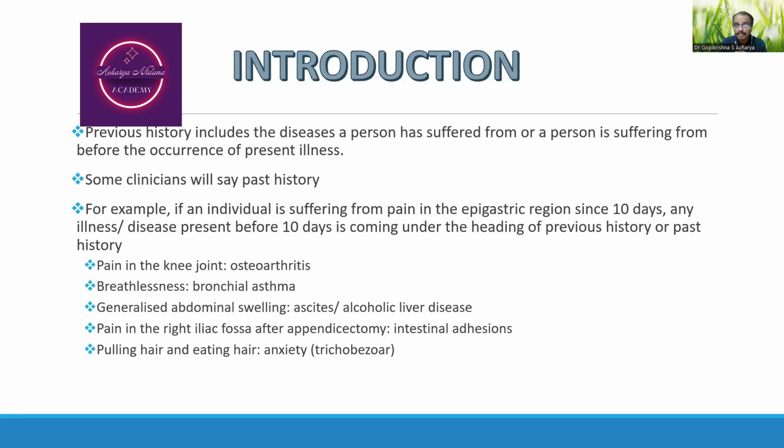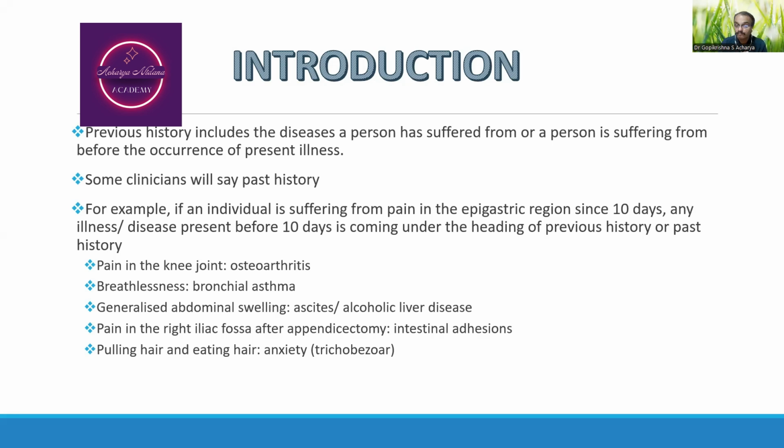These are some of the examples where the person may have illnesses prior to the presenting complaint. For example, pain in the knee joint may be considered to be osteoarthritis. Previous history of breathlessness may be observed in bronchial asthma. Generalized abdominal swelling that is filled with fluid may be indicative of alcoholic liver disease.